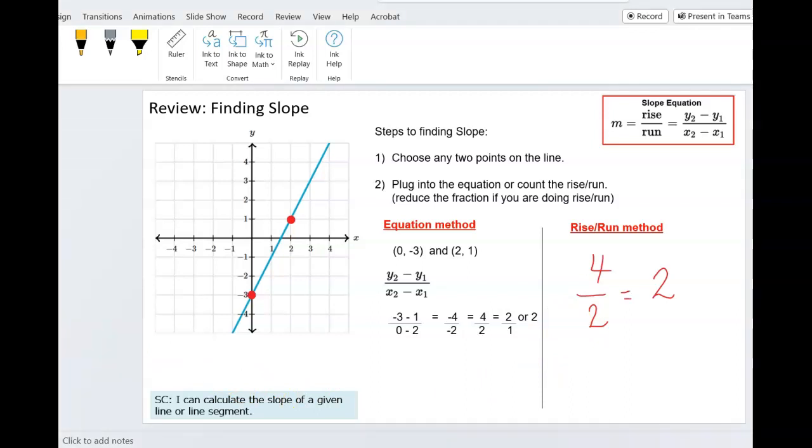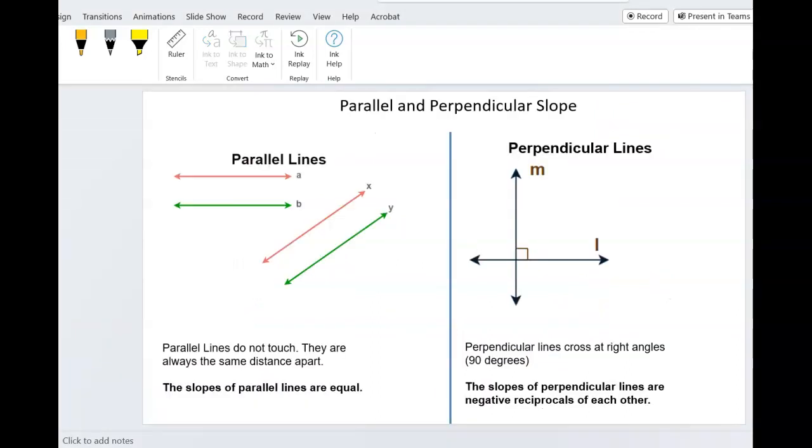All right, so this next slide here shows parallel versus perpendicular lines. As a reminder and review, on the left-hand side, parallel lines are lines that do not touch. They always have the same distance apart forever. And if the slopes of two lines are equal, then they are parallel. So the slopes of parallel lines are equal.